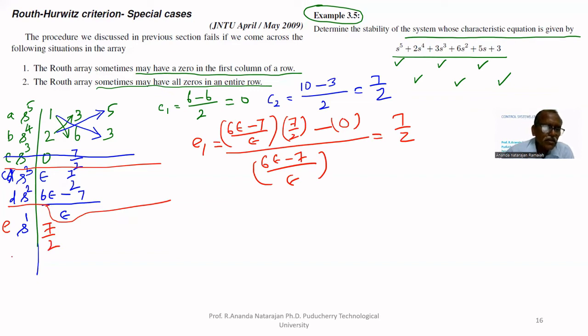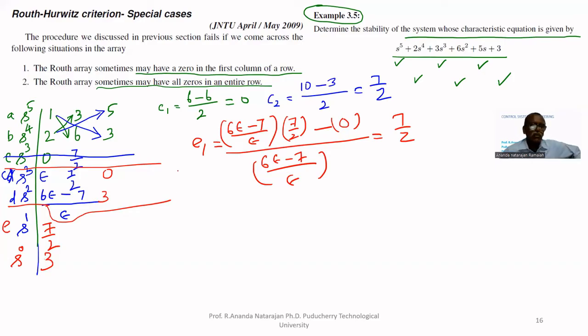Then S power 0 is what you will get. Here, epsilon multiplied by 3 minus 2 multiplied by 0, since one more element is there in S power 3. Therefore, you will get 3 here. If you use this 7 by 2 and 3, you will get 3 here.